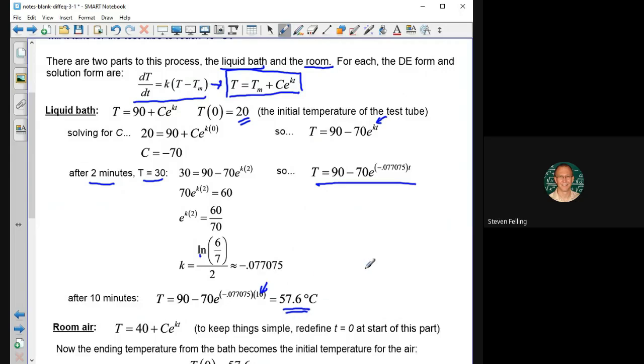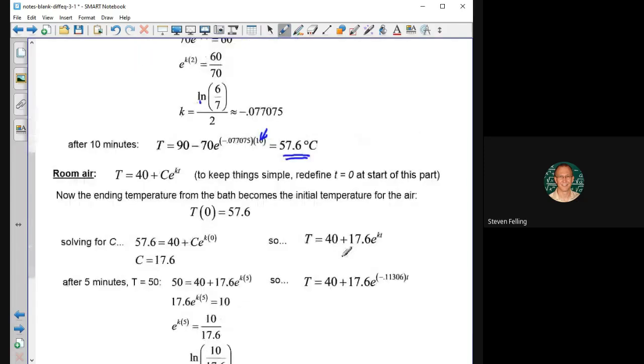Okay, then we have to now do a new differential equation for the room air time because it has a different medium temperature. Now the temperature of the medium is 40. So we've got that same structure, right? And I'm going to do something to keep things simple. I'm going to redefine t equals 0 at the start of this part. So it's a separate t variable, okay? All right, and then that means that the initial temperature at the beginning of this phase is the ending temperature of the liquid phase, so 57.6.